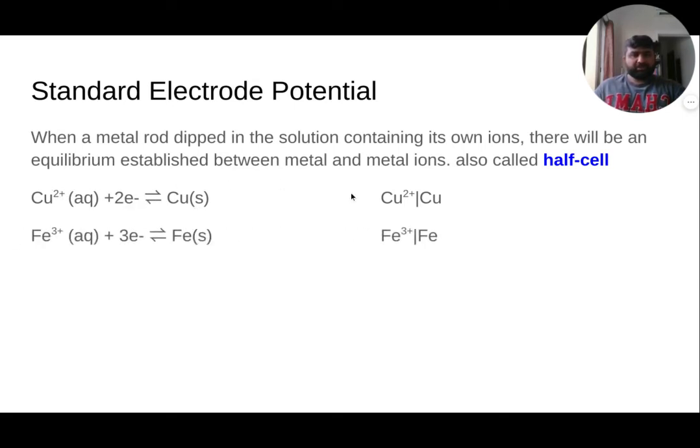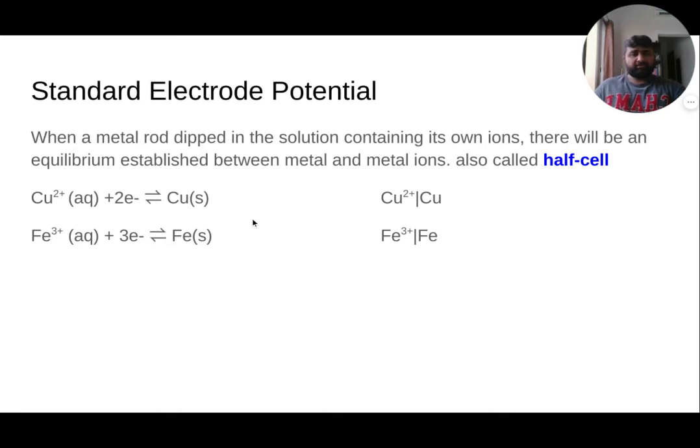Another example, iron dipped in iron 3 plus solution. You always write it down like this, and you will get a table in your exam where we will give you all the values for this. Fe 3 plus gaining 3 electrons. Why 3 electrons? Because of the 3 plus charge. Correct? So it's always in equilibrium.